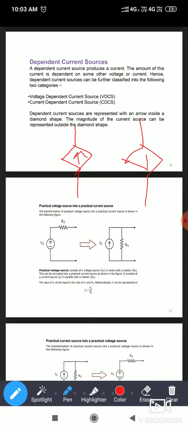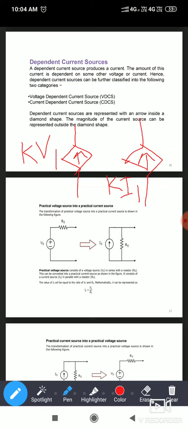Suppose this will be the arrow. ह्याच्यावरनं सिंबल ओळखता येतं की हा डिपेंडंट करंट सोर्स आहे. But whether it is voltage dependent current source or current dependent current source, how to identify? If K into V1 is there, the value of this current source depends on voltage, then it is called as voltage dependent current source. If the value of this current source depends on current only, that is K into I1, then that is called as current dependent current source.